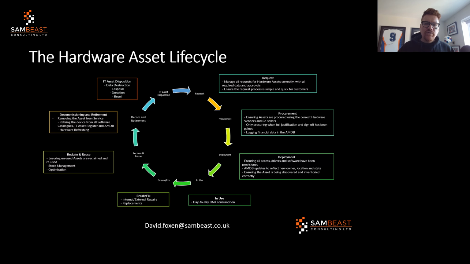So when you go through the request part of the life cycle, you're looking at making sure that all of the requests are managed correctly with the right and required amount of data so that you can make an informed justification as to whether that is actually needed or not. Because if it's not needed, you don't need to fulfill the request. If you don't have business justification, you're not going to be able to do anything. And making sure you've got all of the required approvals as well.